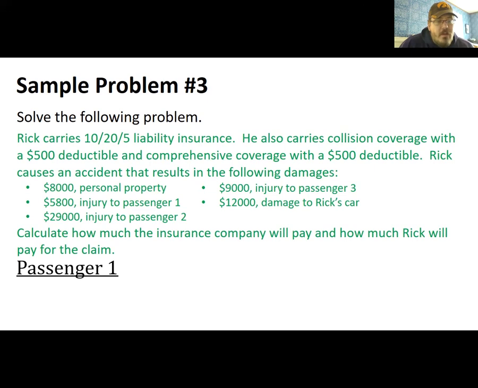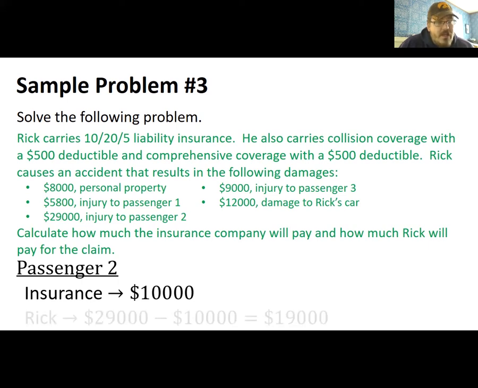Now, when it comes to passenger number one, the coverage states that the insurance will pay $10,000 per person. For person number one, this person had $5,800 in medical bills, so the insurance is going to pay all of that. Rick is not going to have to pay any towards that person's injuries. For passenger number two, the insurance company is only going to pay up to $10,000 per person. So the insurance will cover the $10,000, but since there were $29,000 in medical bills, Rick is going to have to cover $19,000 out of pocket.